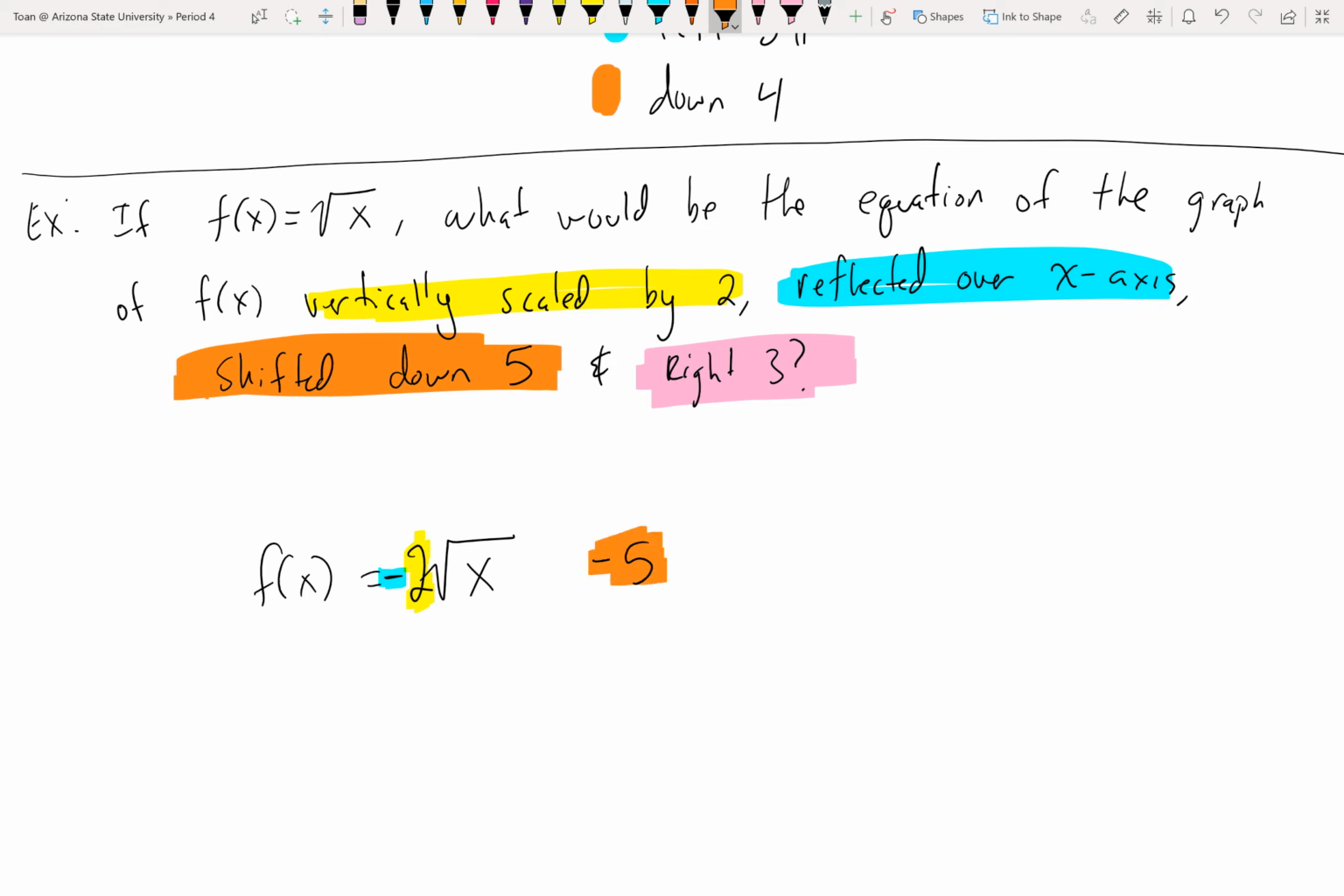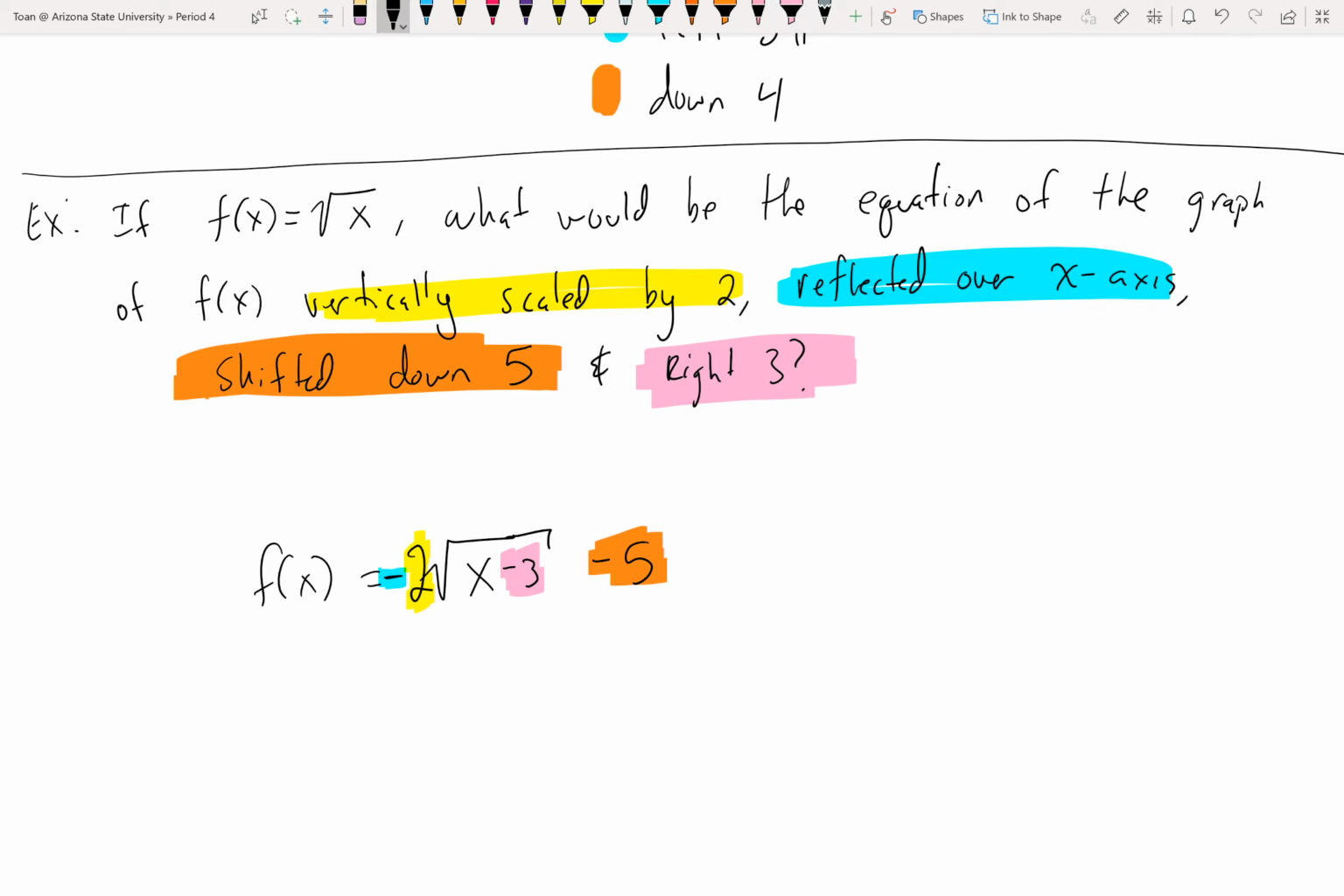And how do I go right 3? Minus 3 to the whole function, or directly to the x? Directly to the x, minus 3. Guess what? You built your function. That is the equation that you built. Easy peasy.